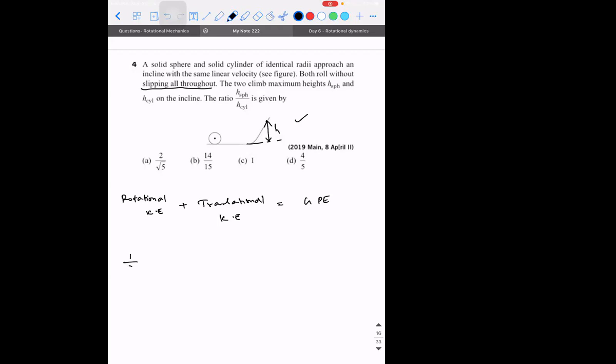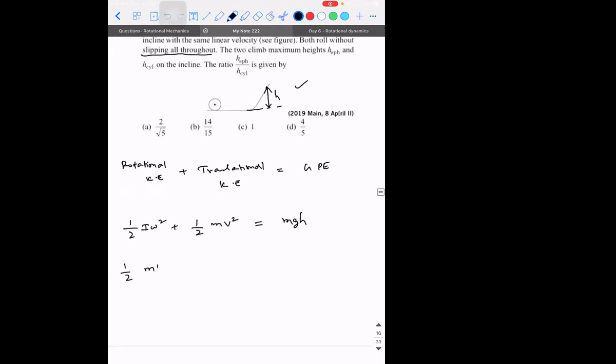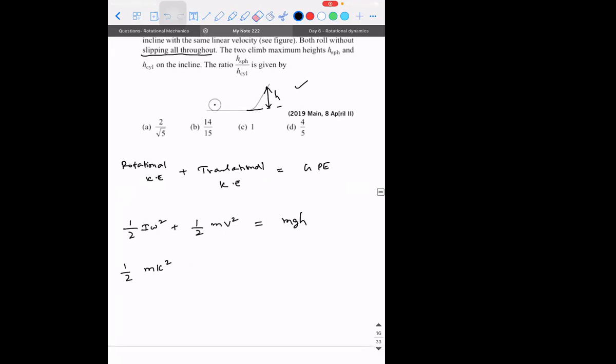So what is the rotational kinetic energy? Half I omega square plus kinetic energy, half mv square, is equal to gravitational potential energy, that is mgh. Now can I write I as mk square into omega square? What is the condition for pure rolling? They are asking for the maximum heights, no? So the condition for pure rolling is v is equal to R omega.